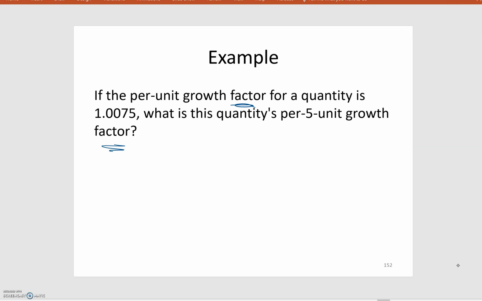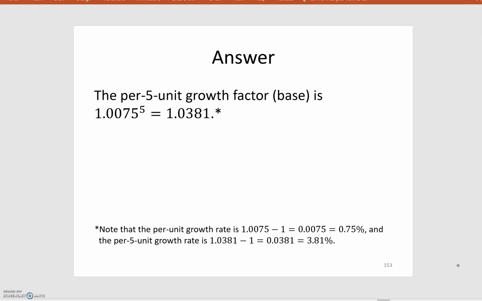So what does all this mean? We know that b equals 1.0075, and then I want the 5 unit growth factor, so I just need to take that value and raise it to the 5th power, and essentially that's it. That is all we have to do here, because it doesn't ask for the rate, it just asks for the factor. And that is 1.0381.